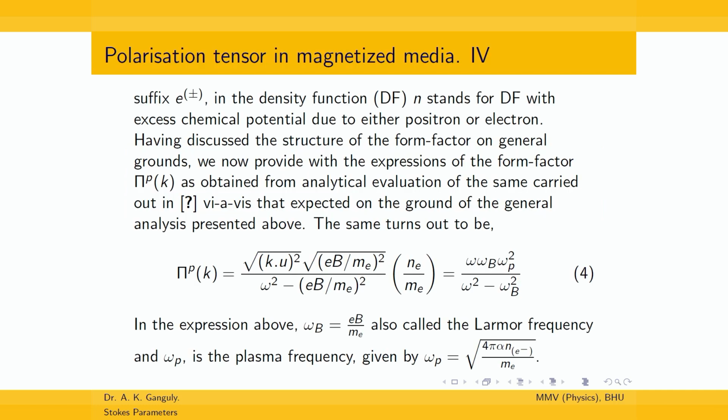Just for a little note, this pi p of k, the form factor in the non-relativistic limit and weak magnetic field, takes a form which is given at the end of equation 4, which is given by the ratio of 2 powers of the plasma frequency divided by the energy square minus Larmor frequency square, and that is multiplied by the Larmor frequency into the energy of excitation.